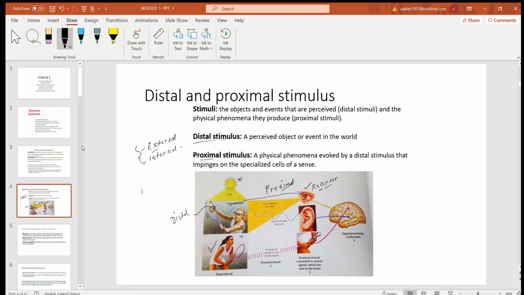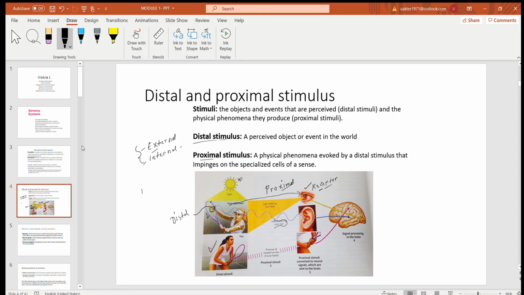Also, in case of auditory stimulus, the air waves that arrive into your ears and activate the sound receptors inside your ear, these sound waves are the proximal stimuli. Make sense? So proximal stimuli arrive and activate the receptors in your body. Make sense? And distal stimuli are the objects away from the body, the source of the proximal stimuli.